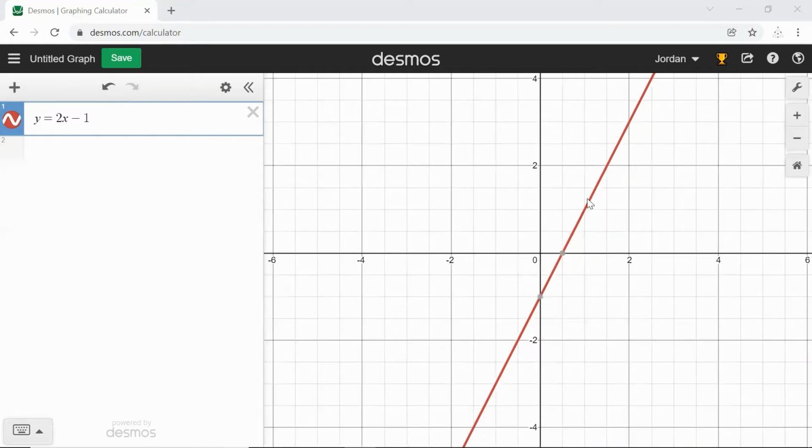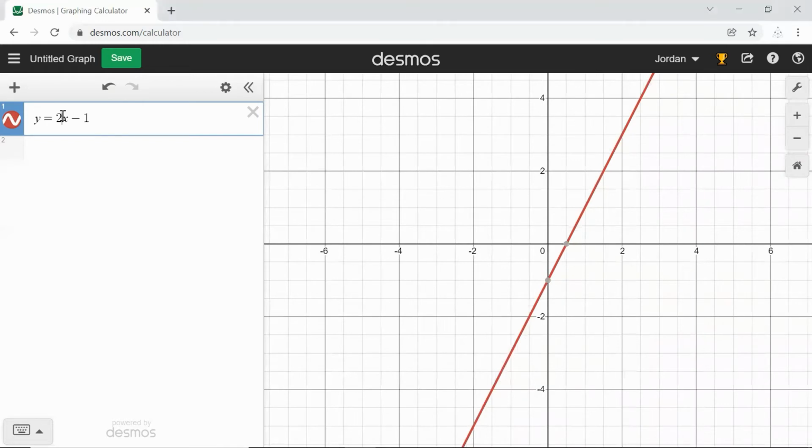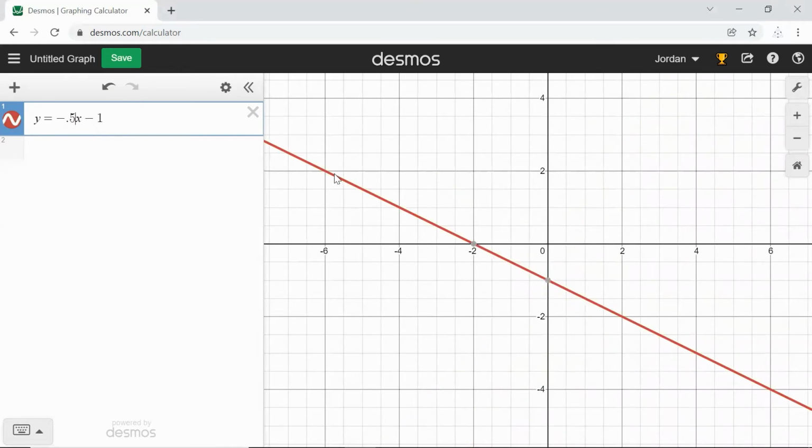Now, this is an increasing function. Clearly, we can make this a decreasing function. This is y equals negative 0.5x minus 1. You can see as you move left to right on the graph, we're going down. Therefore, this is a decreasing function.